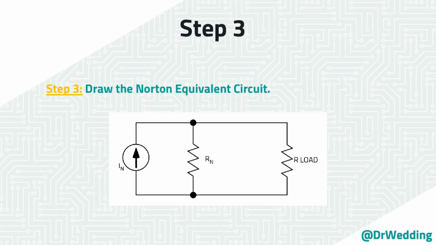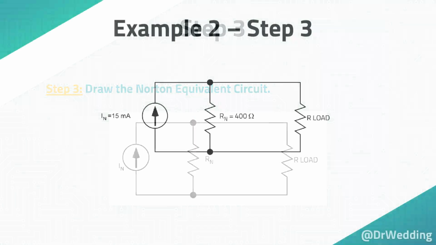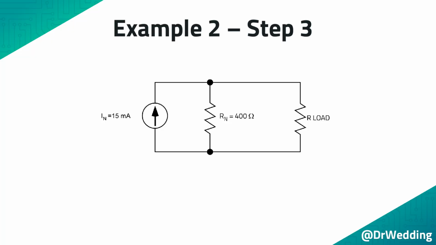Step 3. Draw the Norton circuit. The Norton current from Step 1 and the Norton resistance from Step 2 are used to create the Norton equivalent circuit that is shown here.